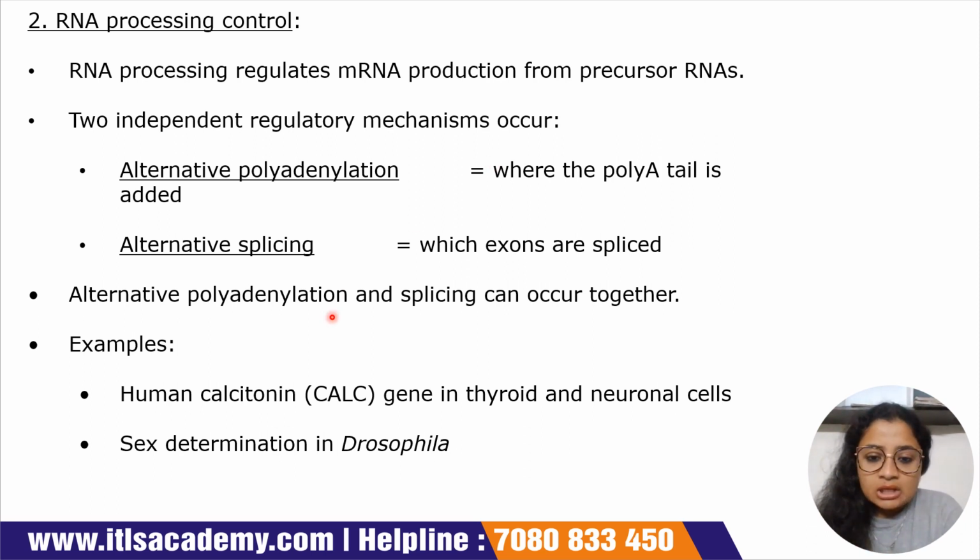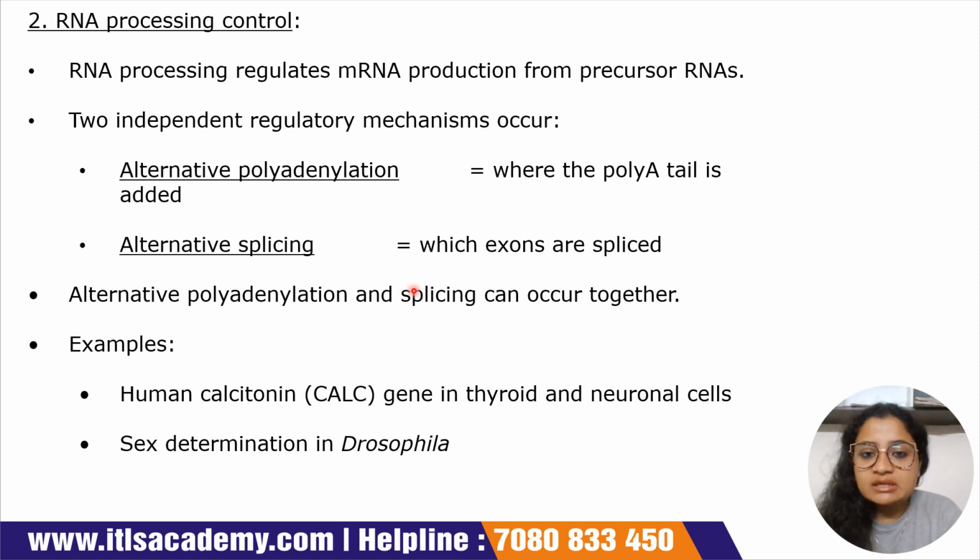First will be alternative polyadenylation, where the poly A tail will be added. Poly A stands for adenyl group. So this poly A tail will be added to the end of the mRNA strand. And secondly will be alternative splicing.